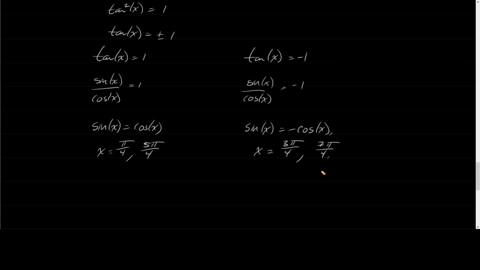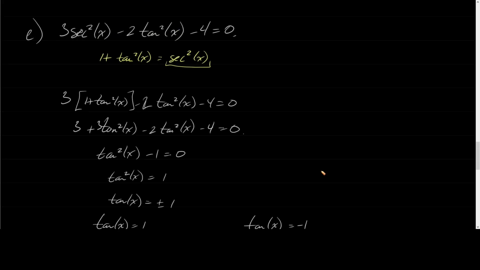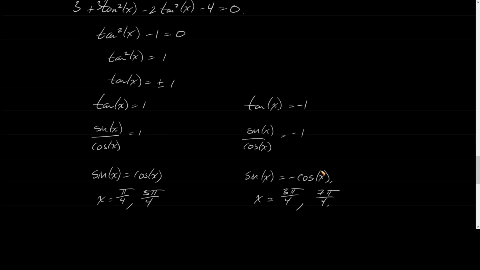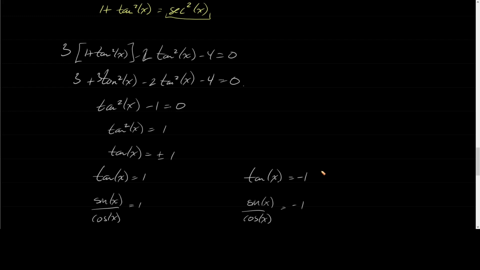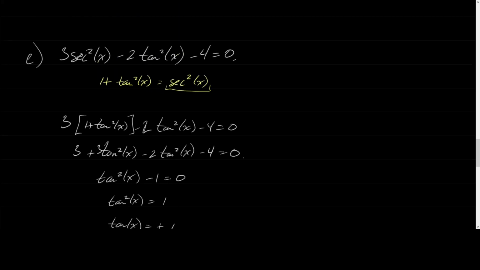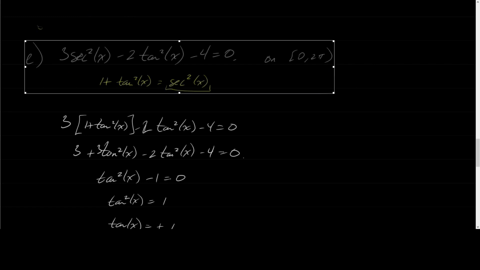And that was using 1 plus tan squared to replace the secant squared. But there are 2 ways to do this problem, so let's look at the second way to do this. Oh, hold on. I'm just going to make sure I add here on the unit circle so that you know that we have found all of our answers. All right, so I'm going to copy this.